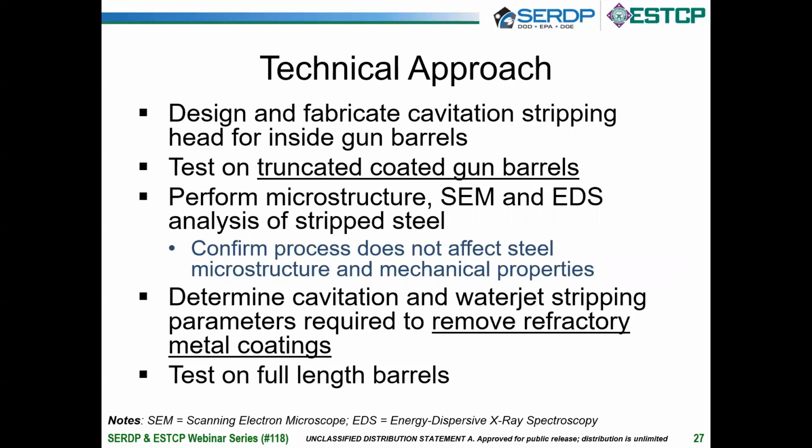So the waterjet technology allows you to quickly strip the coating off and then you reuse the barrel, whether you're putting a refractory metal other than chromium or chromium, and it allows you to just take the coating off without any problem.